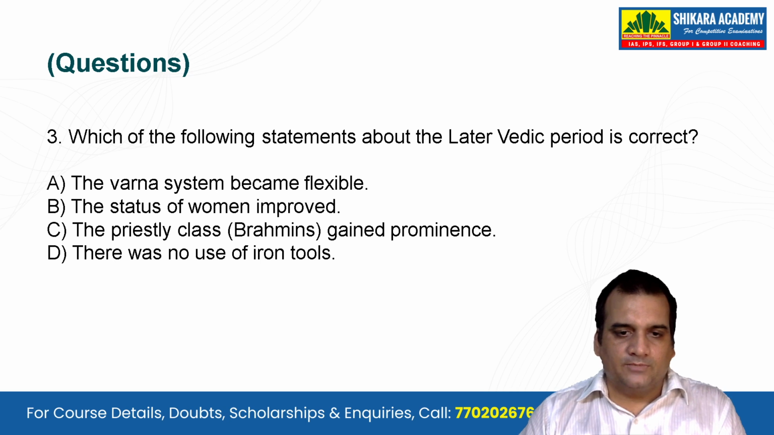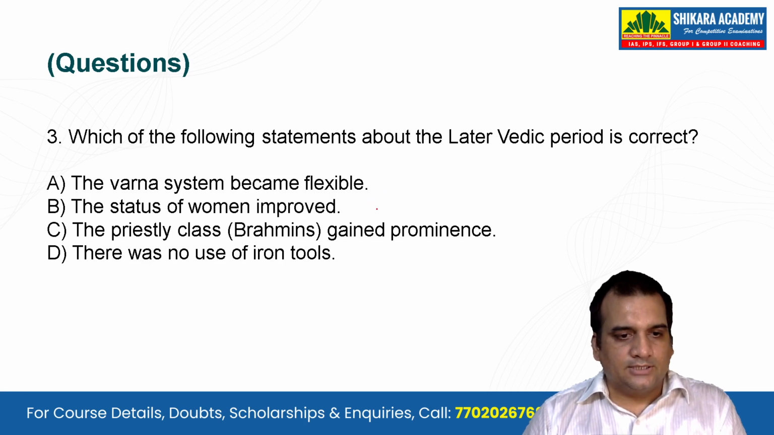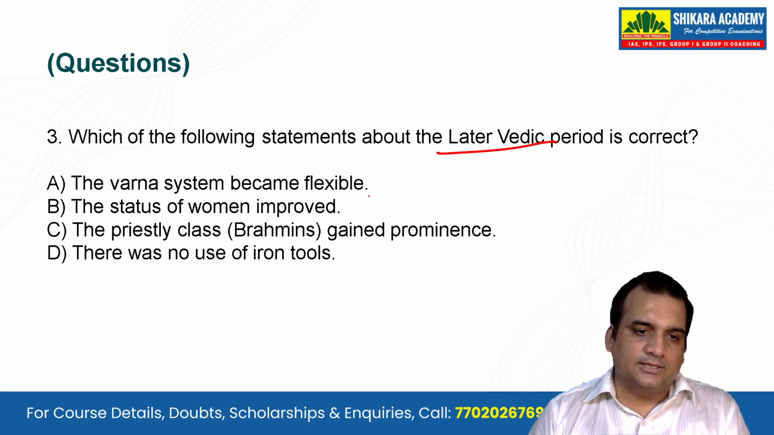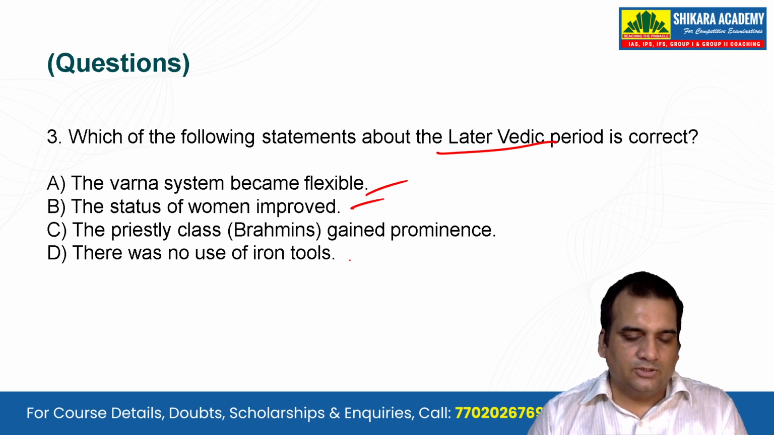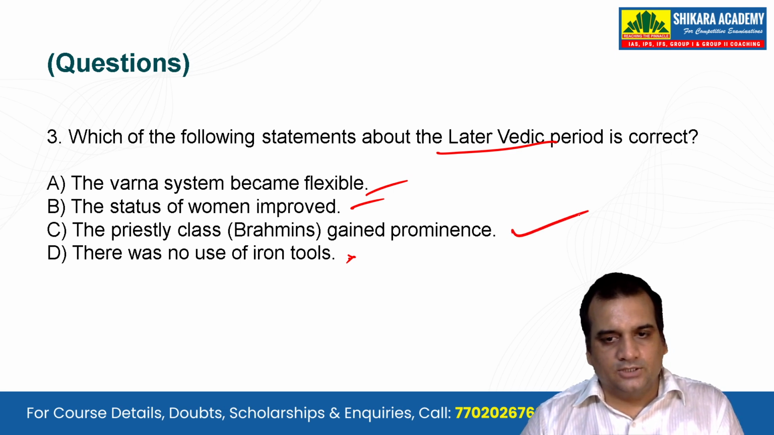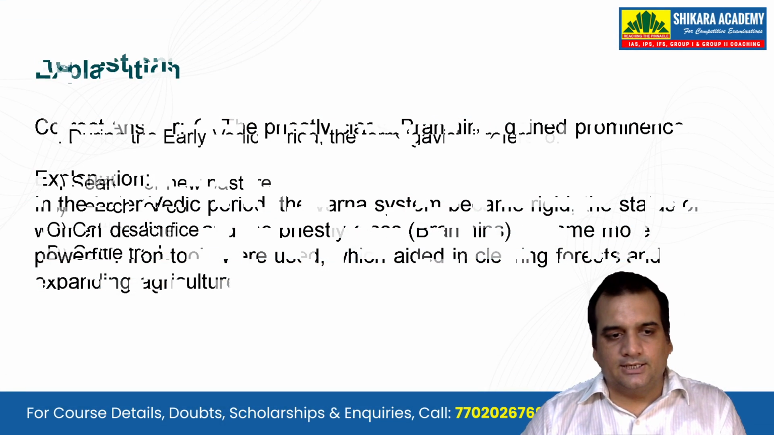Which of the following statements about the later Vedic period is correct? A, the Varna system became flexible. B, the status of women improved. C, the priestly class gained prominence. D, there was no use of iron tools. And they are talking about the later Vedic period. Okay, Varna system that was flexible, while the early Vedic period also, the status of women, early Vedic period also, there was no use of iron tools. Yes, that was also. The priestly class, the Brahmins, gained prominence. Okay, so I think the right answer should be C here, and C is the correct answer.